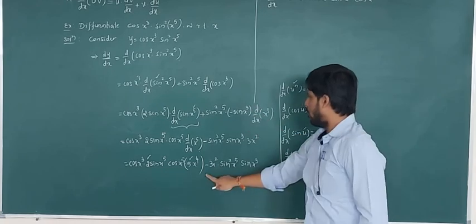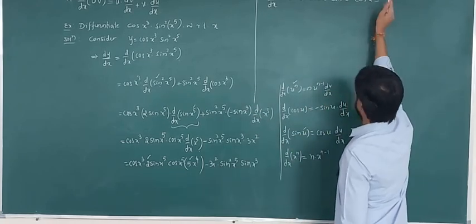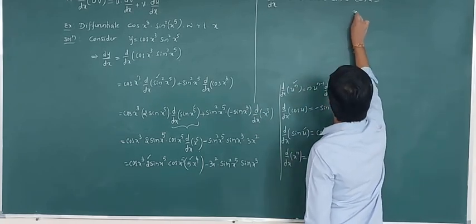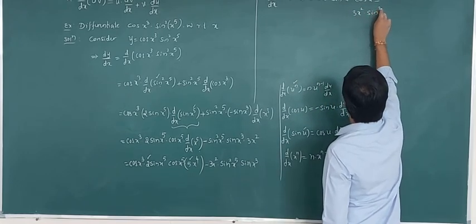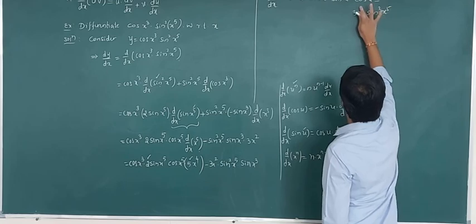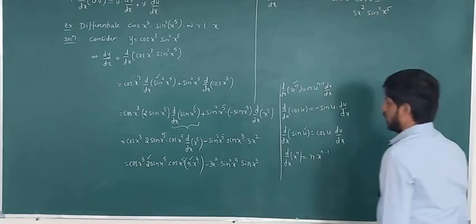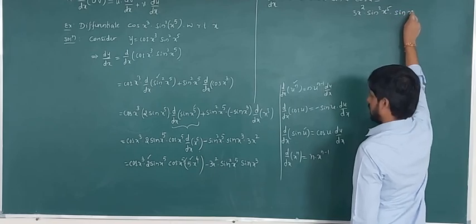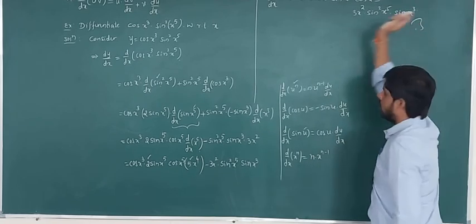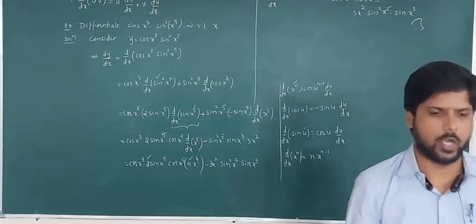Next, minus 3x square into sin square x to the power 5 into sin x cube. This is our required solution. Very important, note it down.